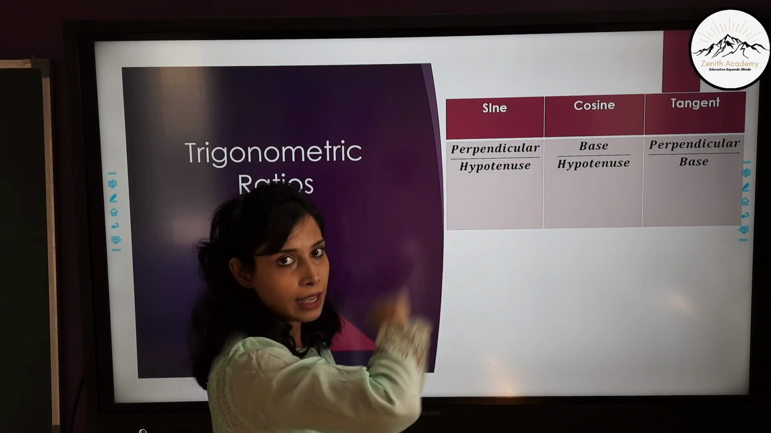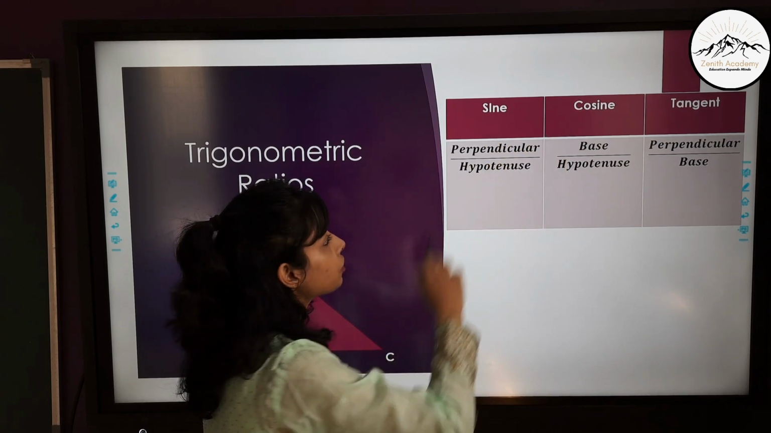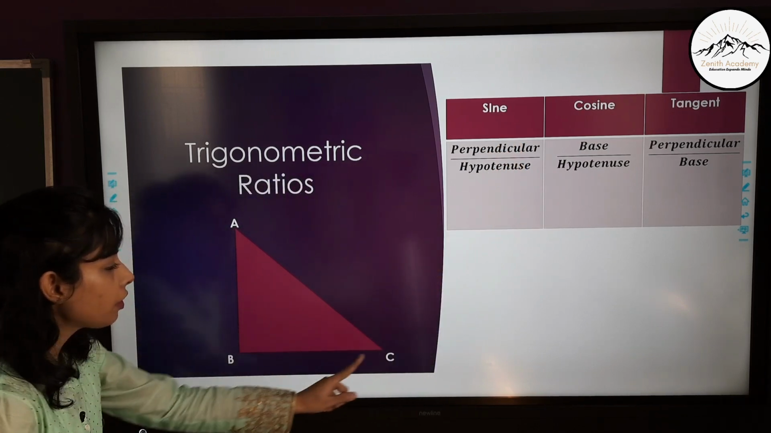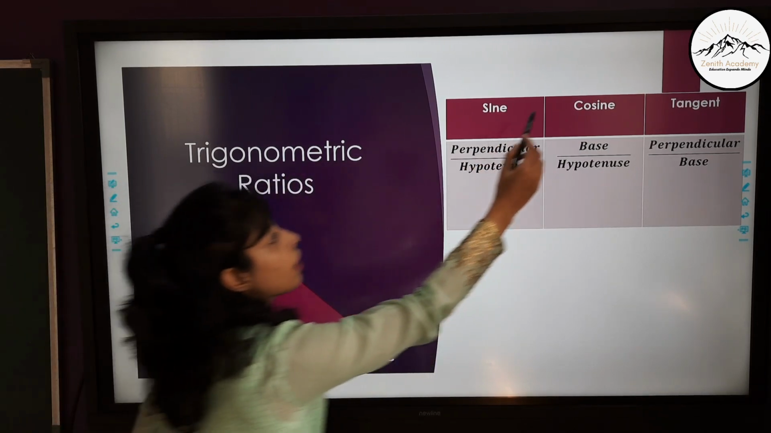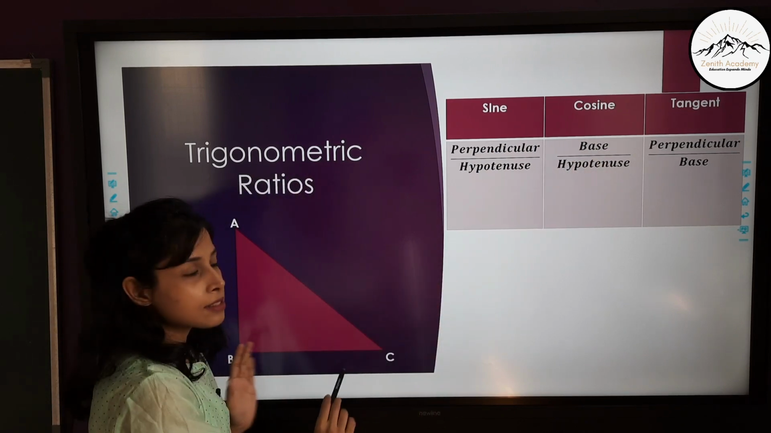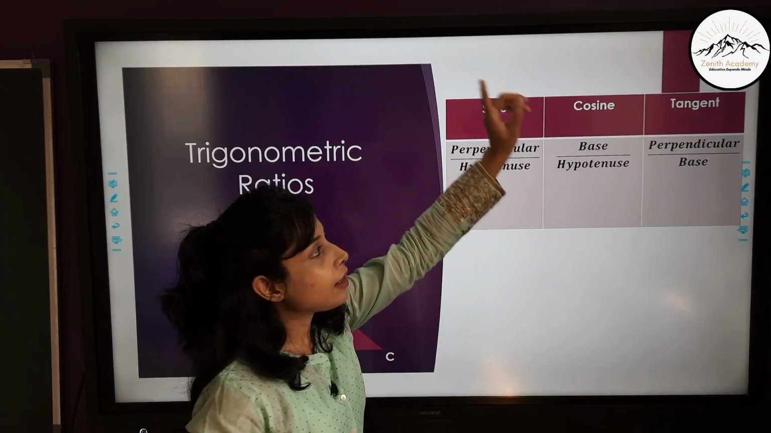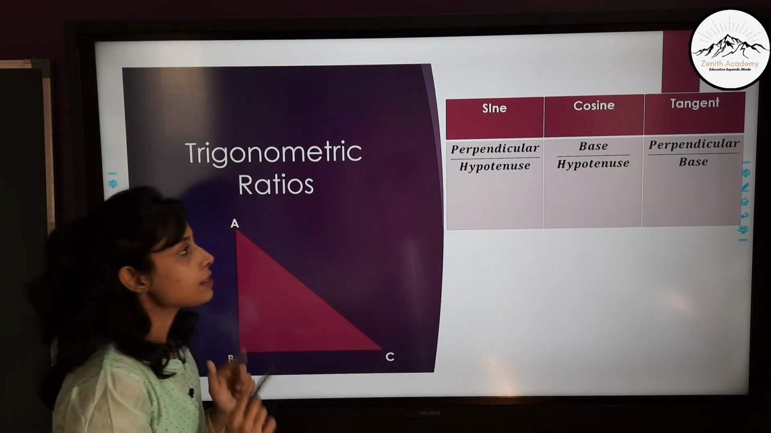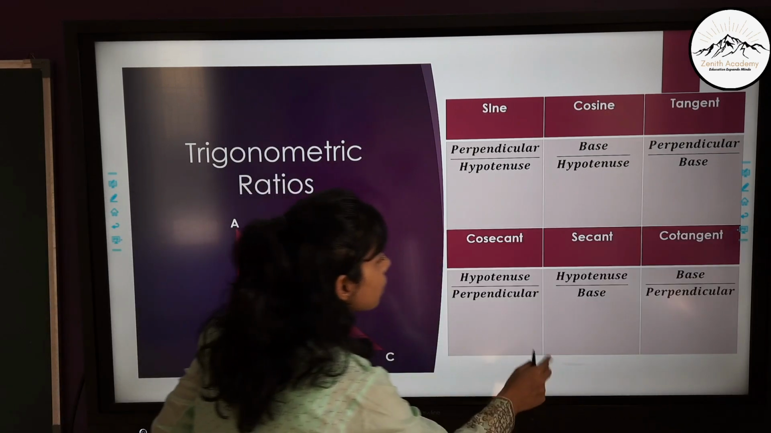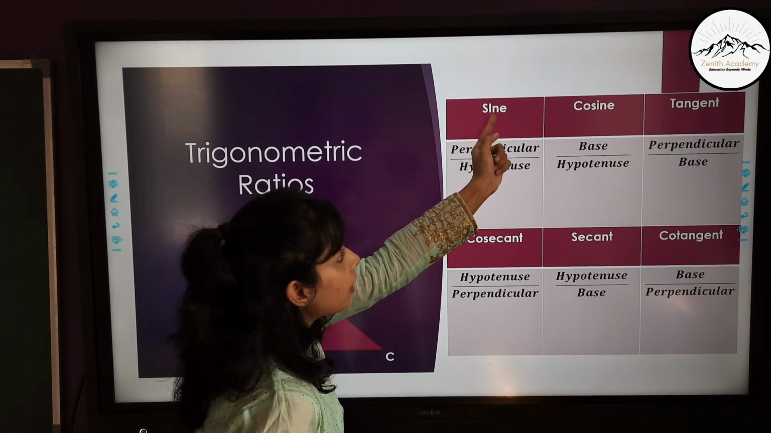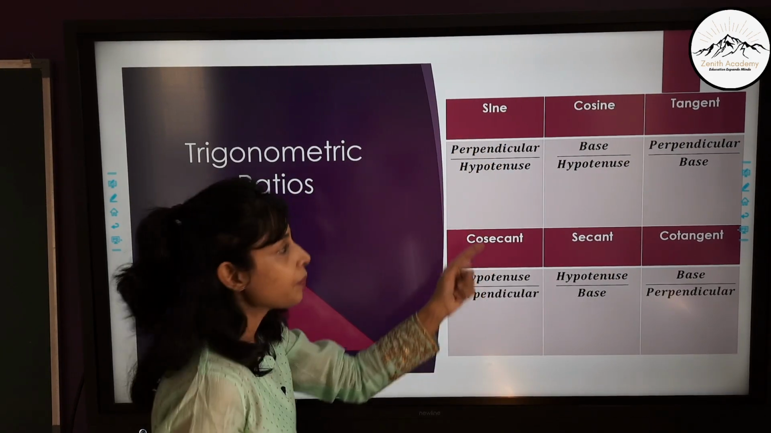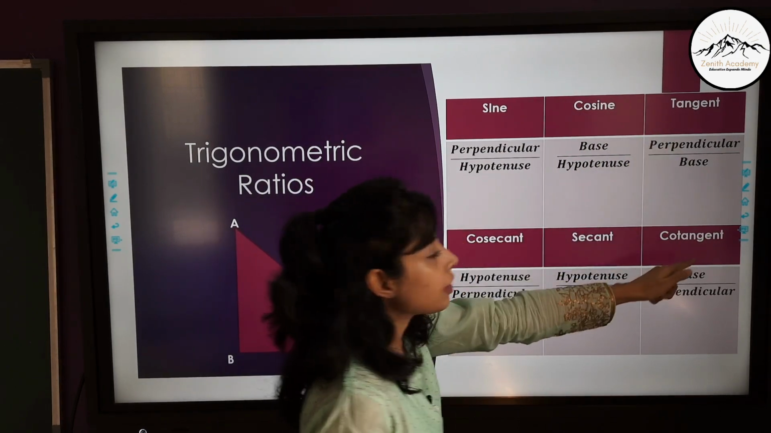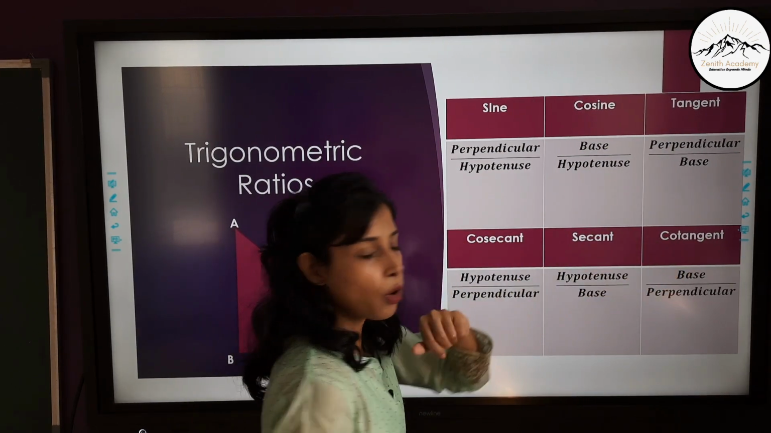Sine, cosine and tangent are the basic three functions of trigonometry. Sine is equal to perpendicular upon the hypotenuse. Cosine is base upon hypotenuse. And tangent uses the remaining two sides, that is perpendicular upon base. The reciprocals are, for sine the reciprocal is cosec, for cosine the reciprocal is sec, and for tangent the reciprocal is the cotangent or the cot theta.